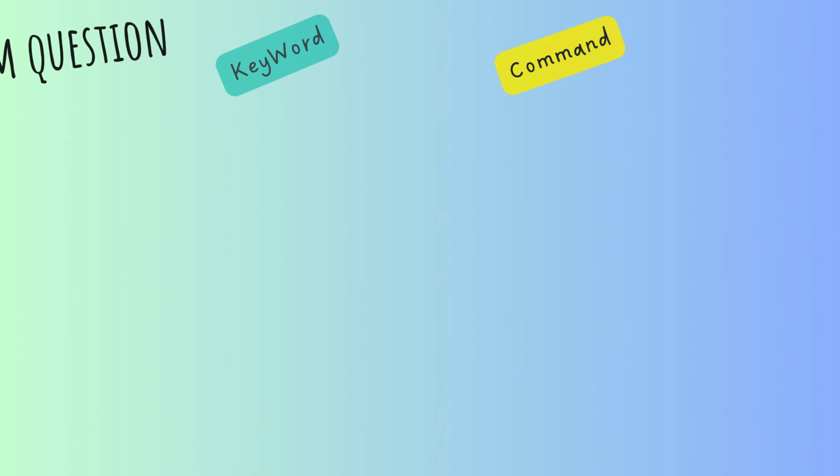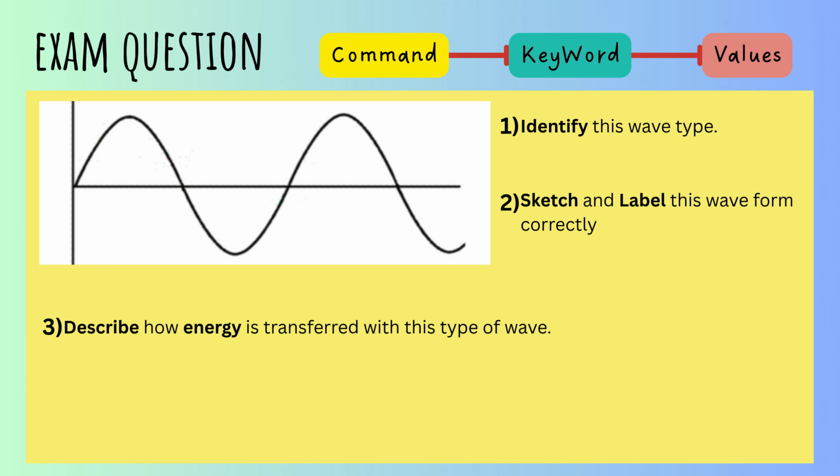Alright, let's test those skills with an exam question without using your notes. Number 1, identify this wave type. Then, sketch and label this waveform correctly. And then, question number 3, describe how energy is transferred with this type of wave.